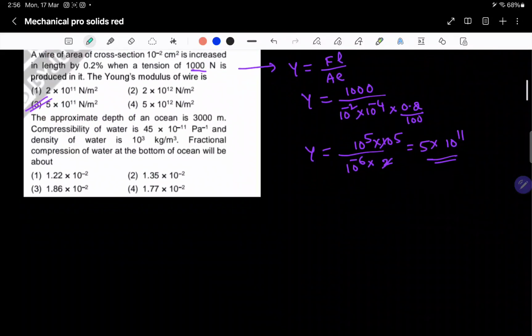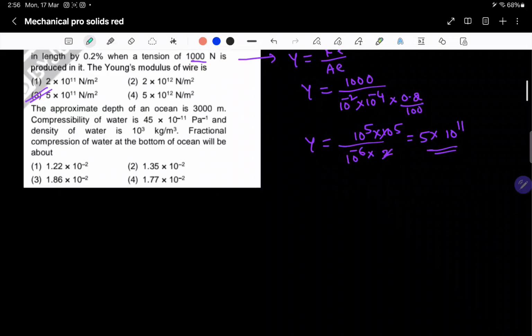Yes, students. Next question. Approximate depth of ocean 3000 meters. Compressibility of water, I told. Next, compressibility also previously NEET 2 times asked question. Compressibility means reciprocal of bulk modulus.